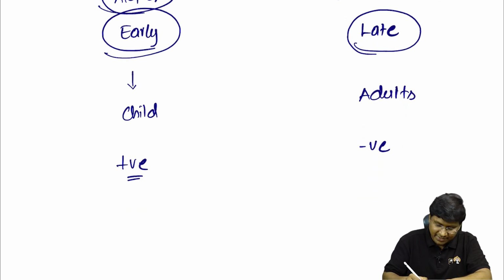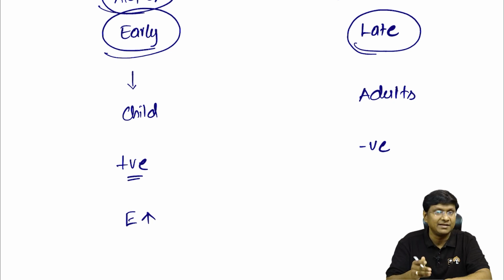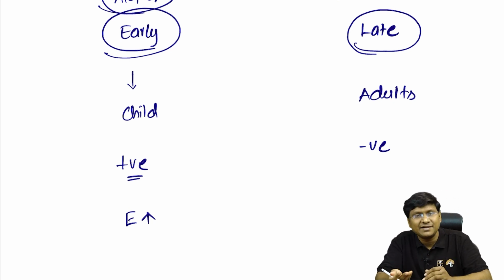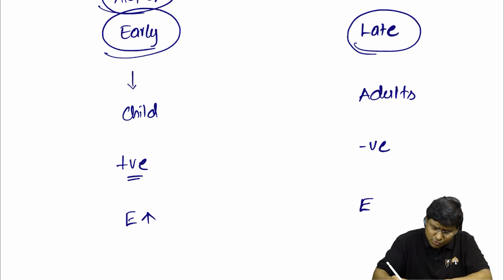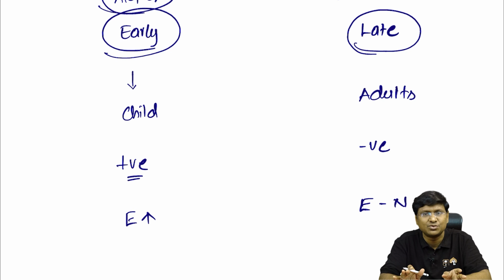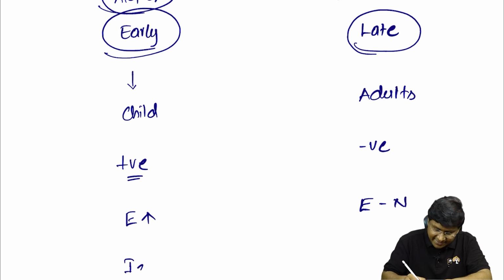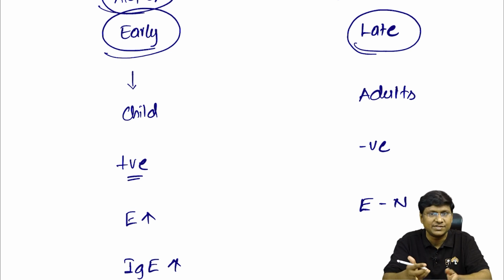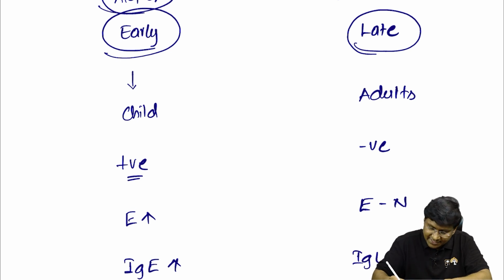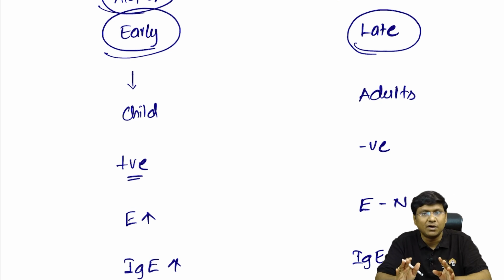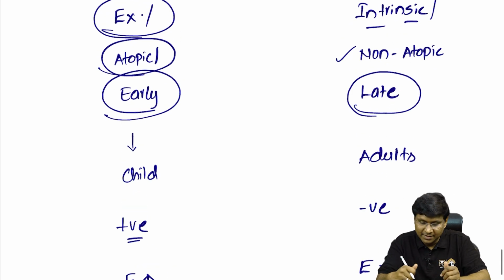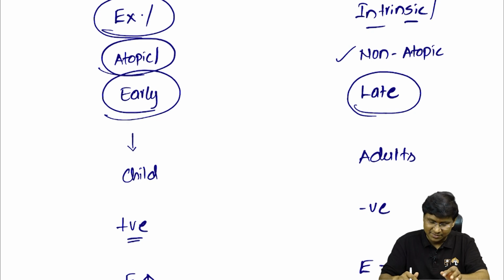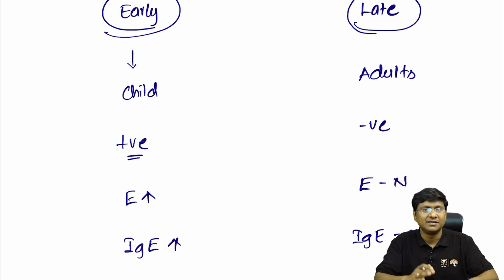So in response to that, there will be an increase in the eosinophil count in extrinsic asthma, whereas in intrinsic asthma, or late onset asthma, or non-atopic asthma, the eosinophil levels will be normal because there is no role of external allergen. And the immunoglobulin levels, that is IgE levels, are elevated in extrinsic asthma, whereas IgE levels are normal in intrinsic, non-atopic, or late onset asthma. So these are some of the differences between extrinsic and intrinsic asthma.